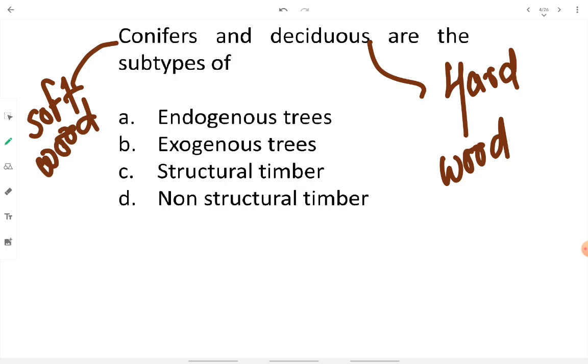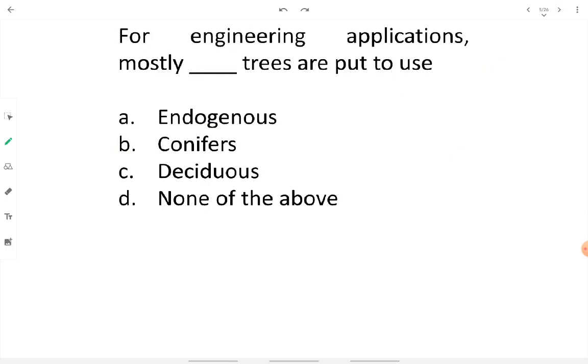We are looking at coniferous and deciduous trees, which are subtypes of exogenous trees. Remember it: exogenous, the trees that have their bulk growth in the outward direction are called exogenous trees, and conifers and deciduous types are the subtypes of exogenous trees. Conifer, softwood; then deciduous, hardwood. Remember it.